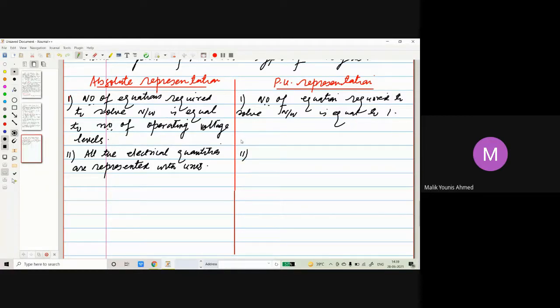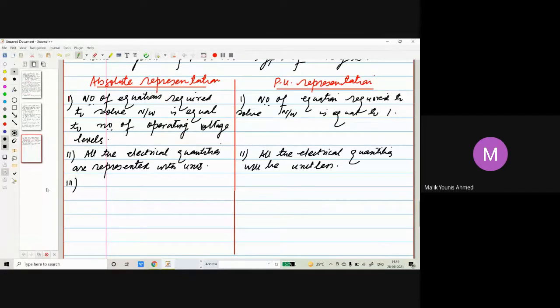All the electrical quantities will be unitless in this case. So there will be no unit. We'll see that.